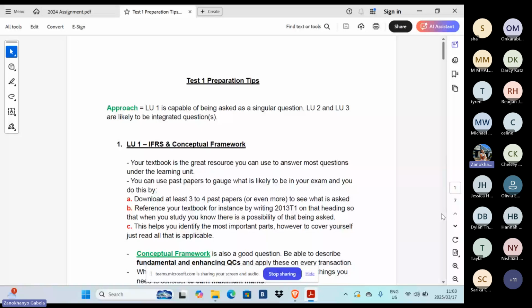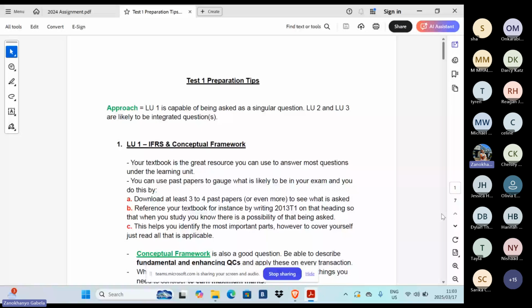Learning unit 1 is capable of being asked as a standalone question, meaning that you can expect question 1 to emanate only from learning unit 1. However, learning unit 2 and learning unit 3 are likely to be integrated questions, meaning that they can be combined together. In fact, in most questions, learning unit 2 and learning unit 3 are always combined. So you can also expect the same type of approach in these exams.